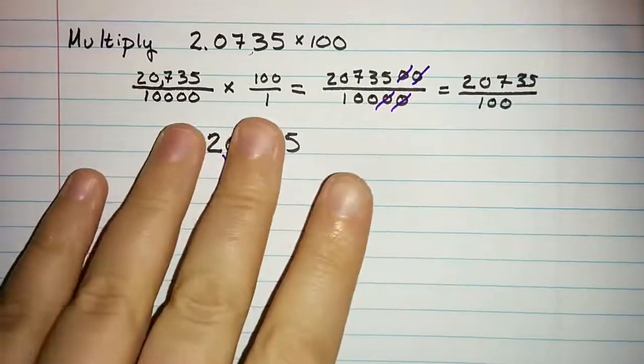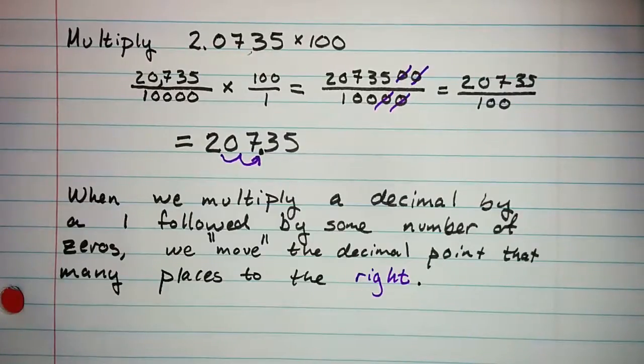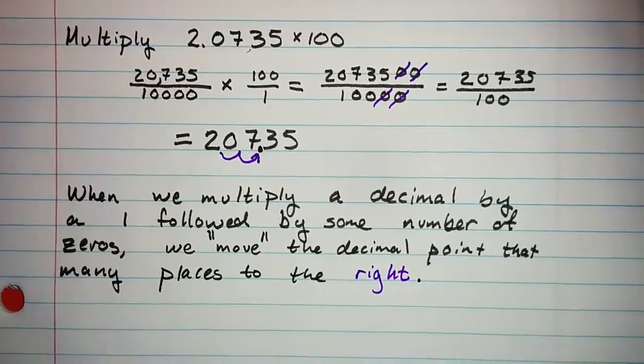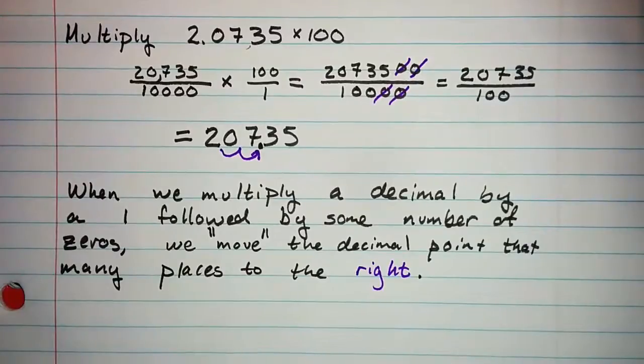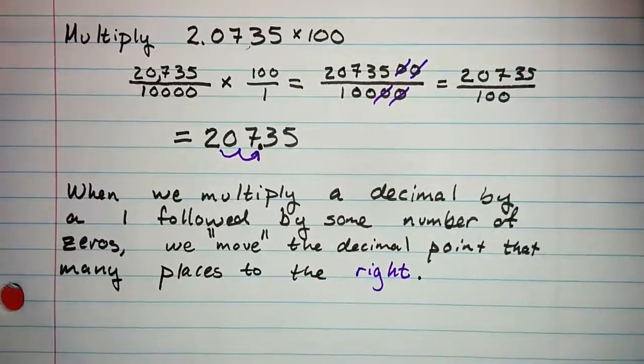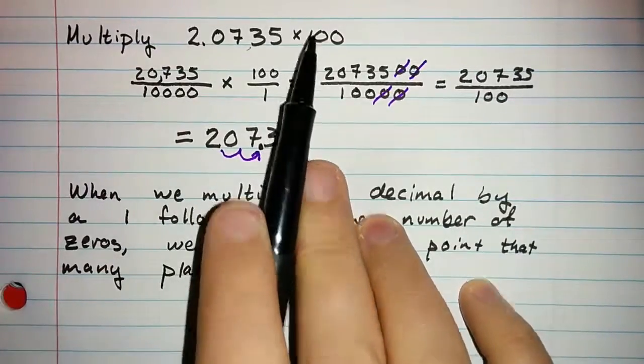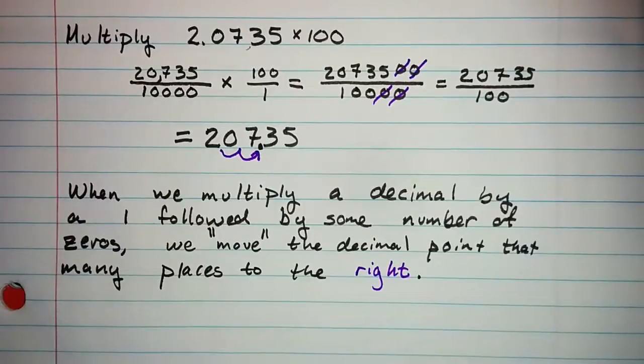And just by analyzing the process that we followed here, this is always going to work that way, right? When we multiply a decimal by a 1 followed by some number of zeros, we move the decimal point that many places to the right. Notice the scare quotes around move. Decimal points are dots on a piece of paper. They don't move around. We write a new number that is different because its decimal point is 2 places further to the right. And we don't just do that. We do that because we are multiplying.